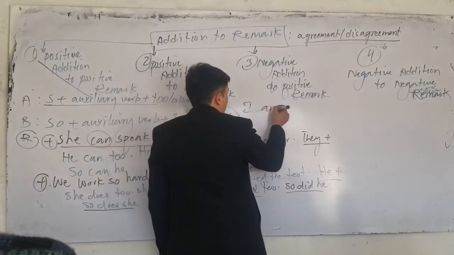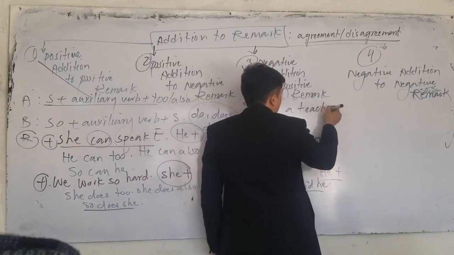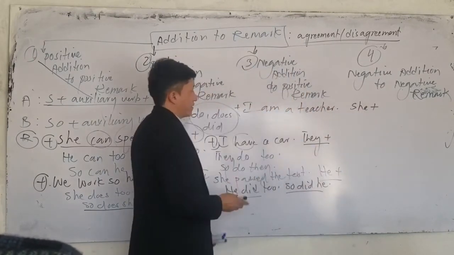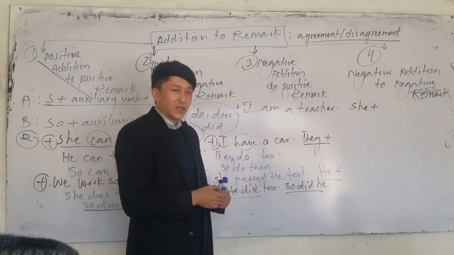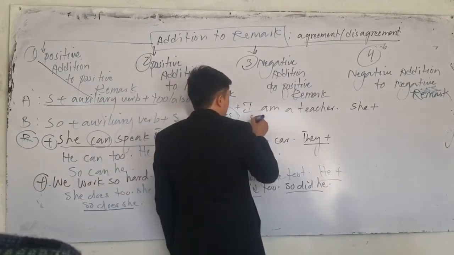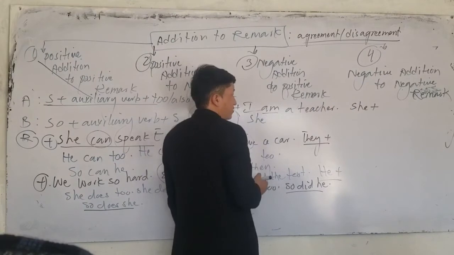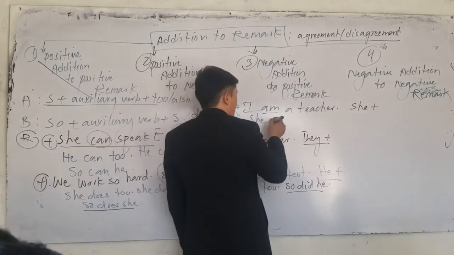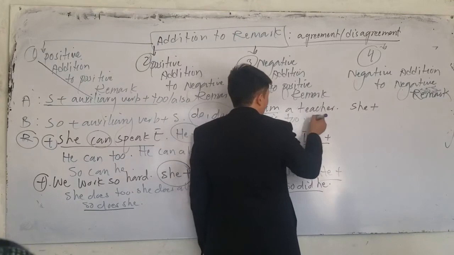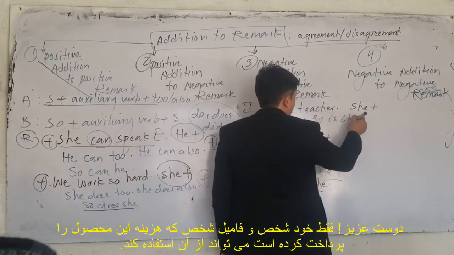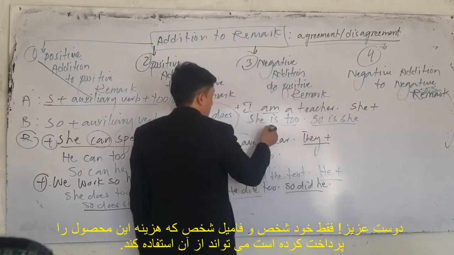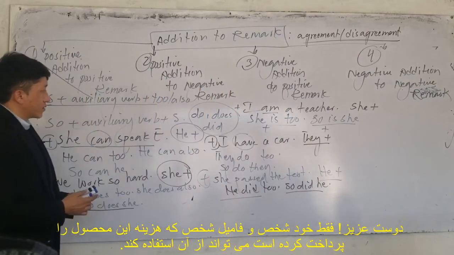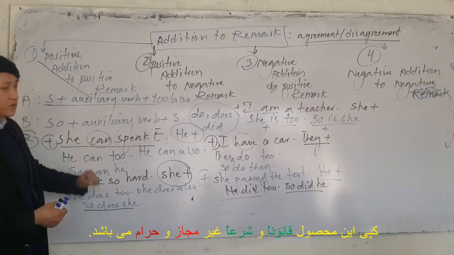I am a teacher. Look, I am a teacher. What about she? Positive, and this is also positive. How can I add the addition? So I have to say she is, or she are, or she am. Which one? Yes, she is too, or so is she. This is the addition. Positive and positive. So these structures are called positive addition to positive remark.